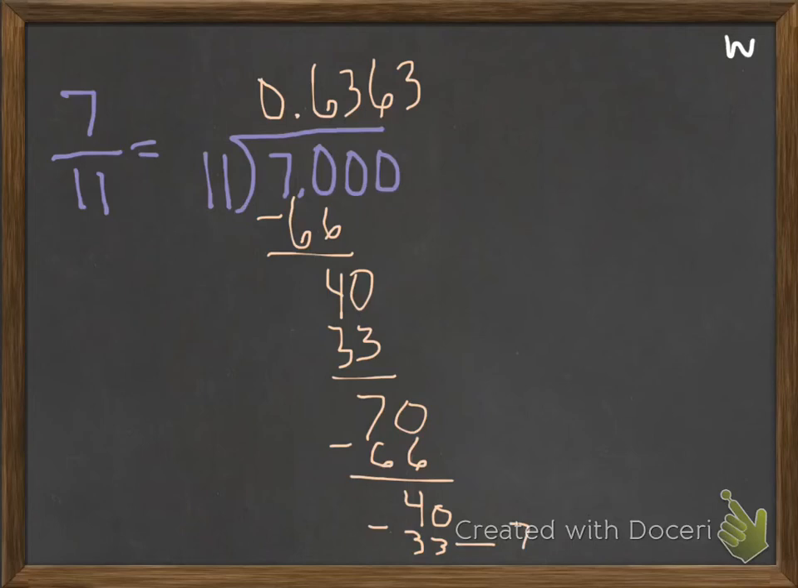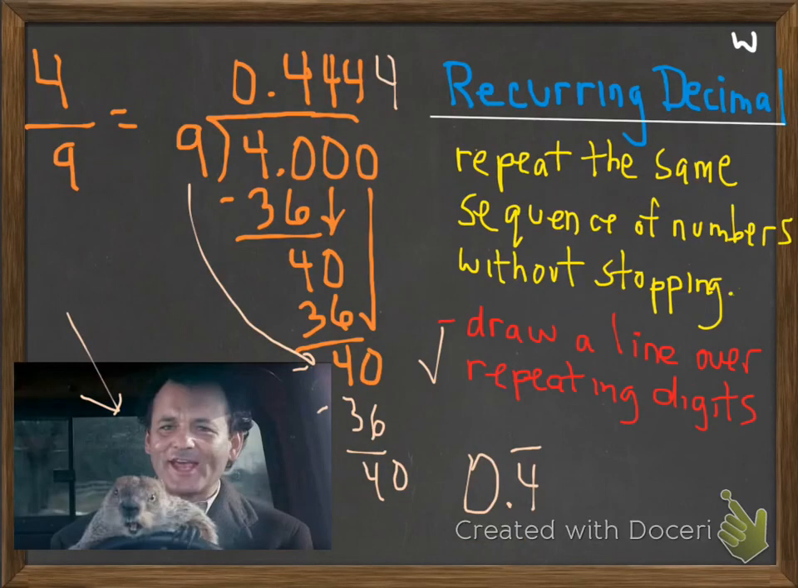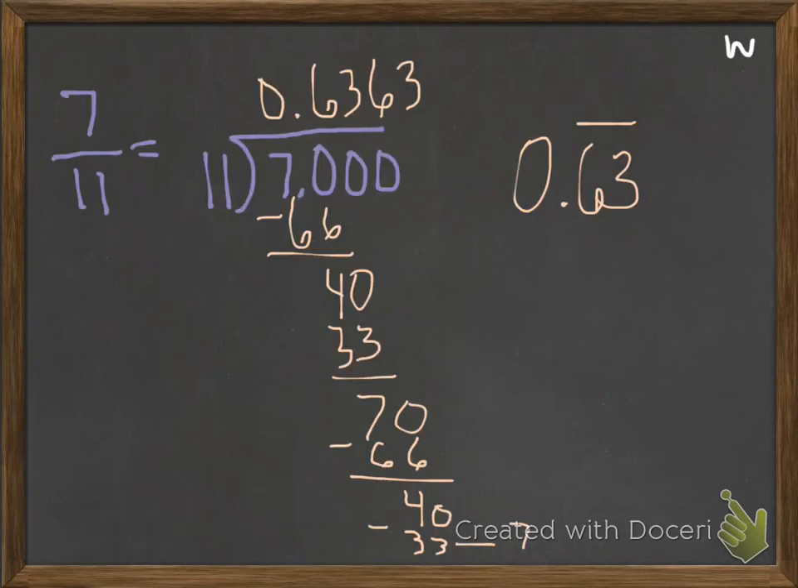It'll go on forever. Now we have more than one digit that repeats. So you still have to draw your line, but now you're drawing the line over 2 digits because they are the repeating digits. Previously it was just a 4, so we only needed 1 4. Now we have 63, 63, 63. So we only need the one 6 3, but make sure you draw a line over both those digits in that case.